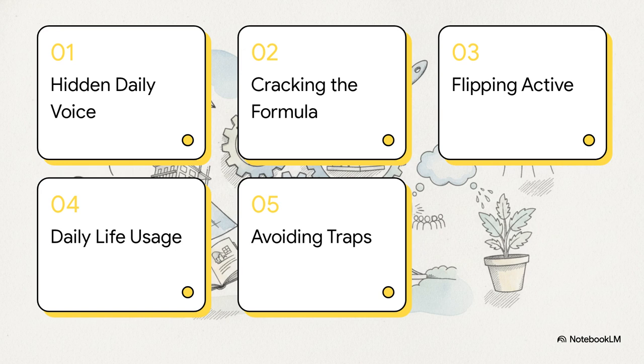Here is our structured roadmap for today. First, we'll look at the hidden daily voice. Second, cracking the core formula. Third, flipping active to passive. Fourth, passive voice in daily life. And finally, avoiding common grammar traps.